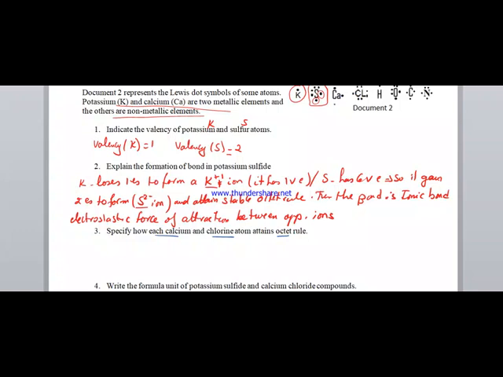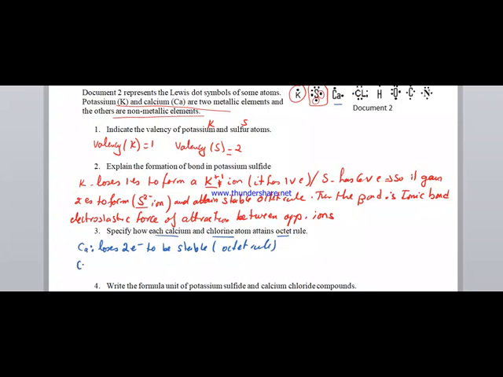Calcium has 2 valence electrons. So calcium loses 2 electrons to be stable, following the octet rule.